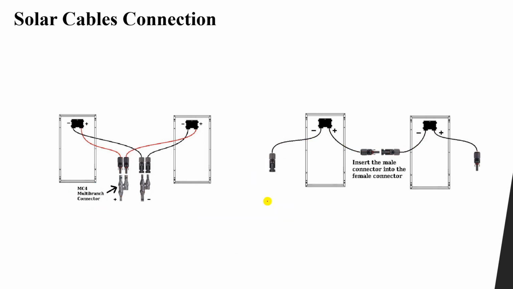Okay. So in this lesson, we learned more about the PV installation process, some instructions, the solar cables and wires, and how we can connect two panels or more together. Okay.